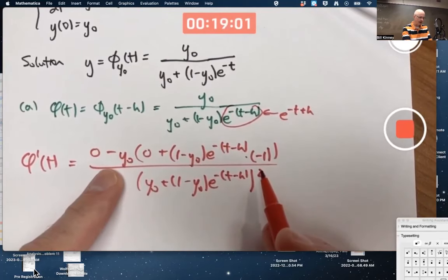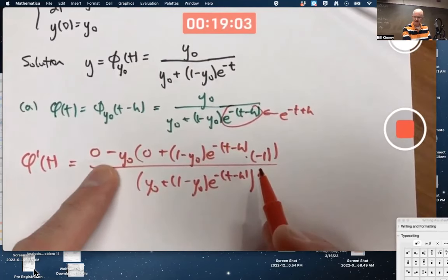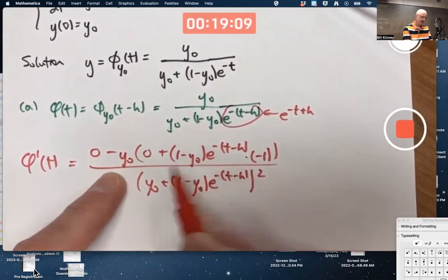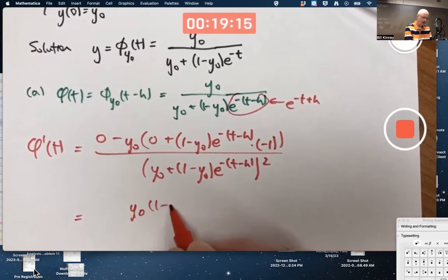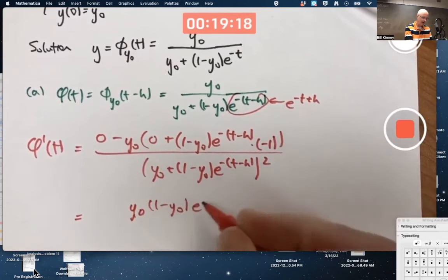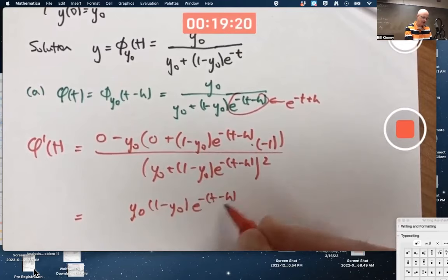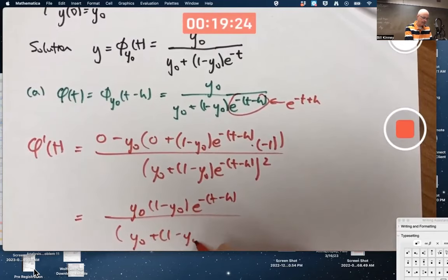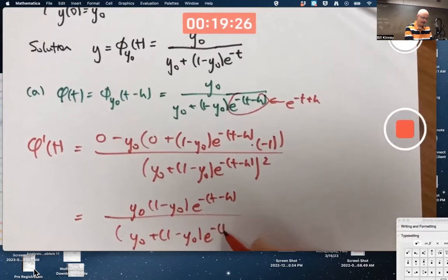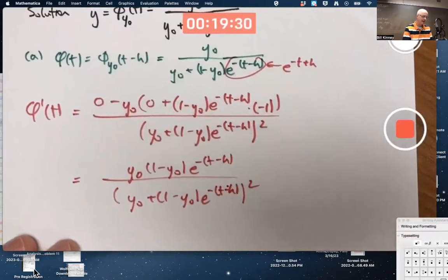Simplify a little bit is probably worthwhile. These two negative signs would cancel to give you a positive sign, because I could think of the negative y naught as coming through the parentheses here. The 0 doesn't affect anything. Looks like this simplifies to y naught, 1 minus y naught, e to the negative t minus h, all over this thing in the bottom squared. That's about as simple as it gets, it seems, for the left-hand side.